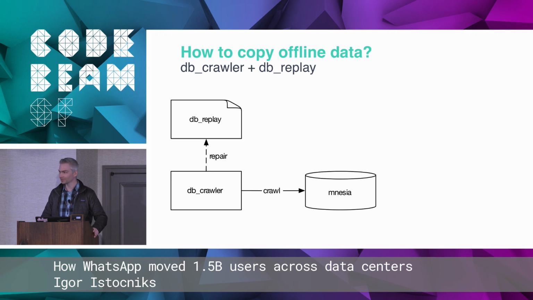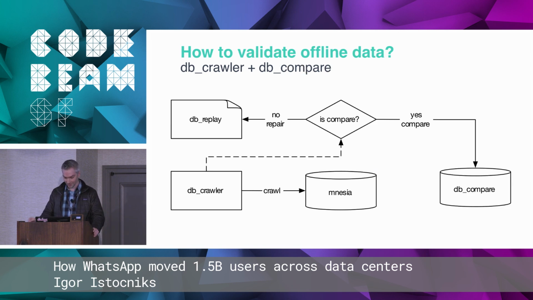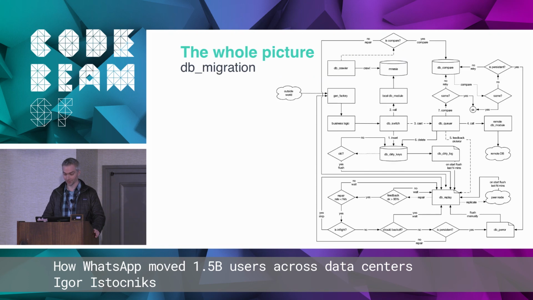However, it's probably worth to actually also compare this offline data, right? We don't have this here. Let's introduce another mode to the DB crawler. Every time it crawls a key, it checks what is the current mode. If it's repair or migrate, then we put the key in the DB replay loop. If not, if it's compare, then we just put it in the DB compare, and again, the existing loop will figure out what to do next with the key. Awesome. So now we know how to copy the data, and that is how we did it. Really simple, right?